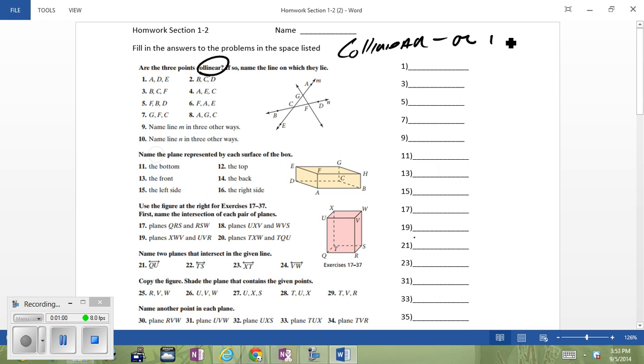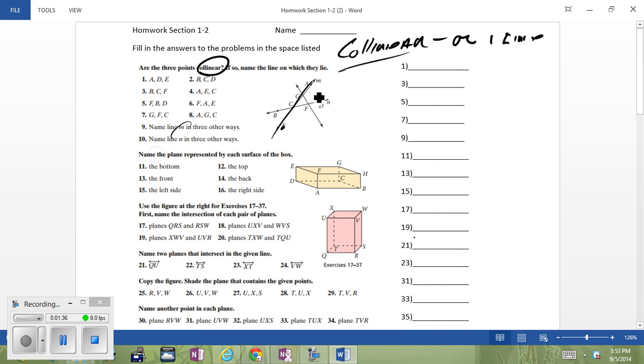Collinear on one line, okay? So any 2 points will always be collinear, okay? 3 points may or may not be collinear. If the 3 points are not collinear, they are coplanar. So we say here, B, D, and E. B, D, and E are not on the same line, so they are non-collinear, but they are in the same plane, so they are coplanar, okay? These ask you to name line M, okay, which is right here, in 3 different ways.